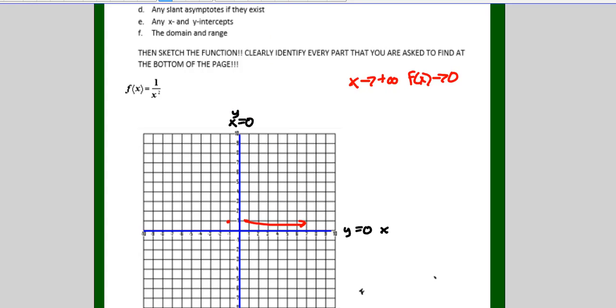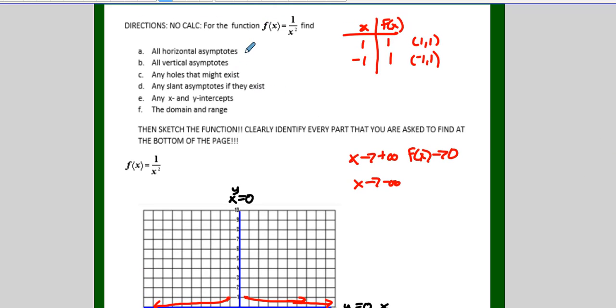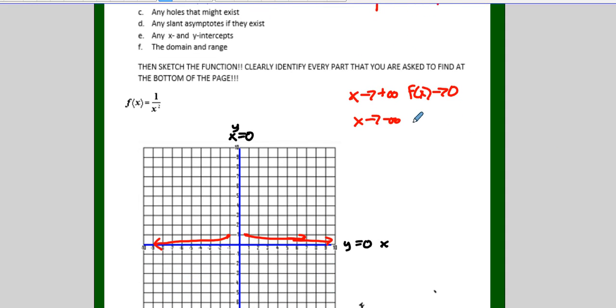This thing's going to get, again, closer and closer to 0 here. It's never quite going to get there. And then as x goes to negative infinity, that's going to be a huge number squared, but it's going to be positive, so this is going to be getting closer and closer to 0, but it's never going to quite get there. So we have this so far, okay? So the horizontal asymptote is y equals 0. Vertical asymptote, so this should be f of x goes to 0.